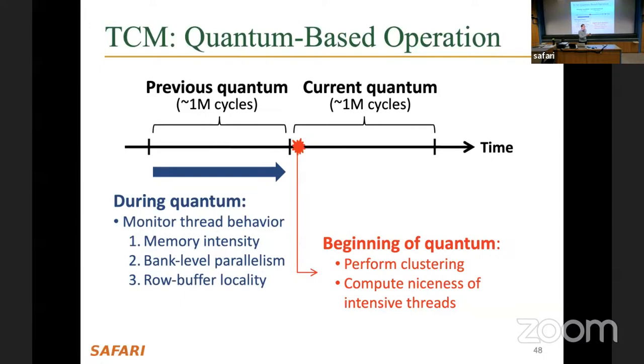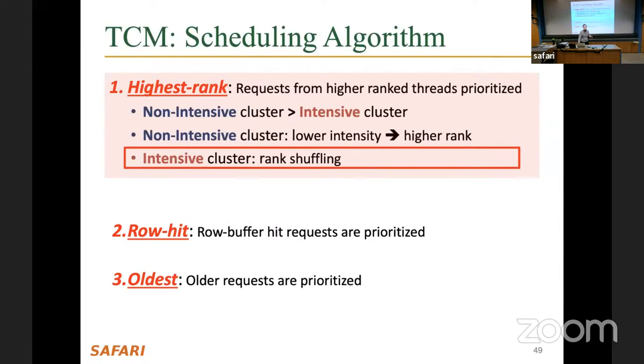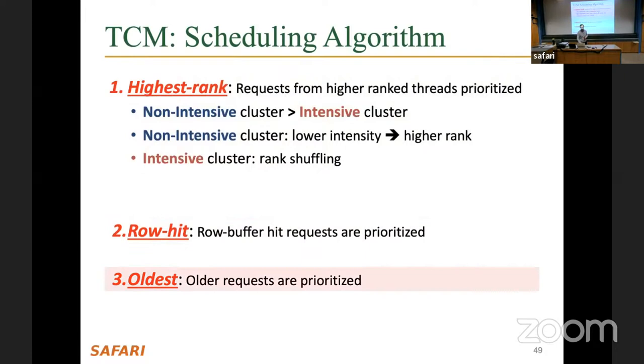And within the intensive cluster, you keep shuffling the priority ranking order of the threads. The shuffling interval is actually very fine-grained, as you can see, because we do not want any thread to be, let's say, stomping on another for a long time. And this is, again, prioritization-based, like all scheduling algorithms. This is the priority ordering, and we still keep the locality, row hit awareness, and all this first. So all of these scheduling algorithms add new priority levels to the priority field of a request, if you will.